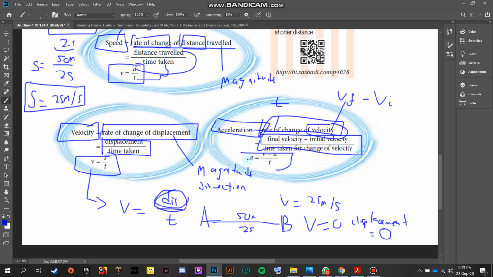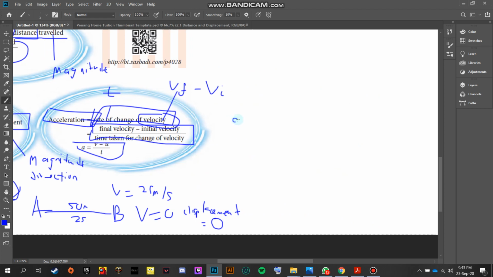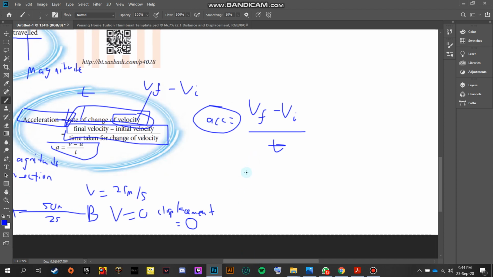And lastly, you can get this equation, which is, let me just put it here, acceleration is equal to final velocity minus initial velocity over time. So how can they ask this in questions? For example, I have point A to point B.